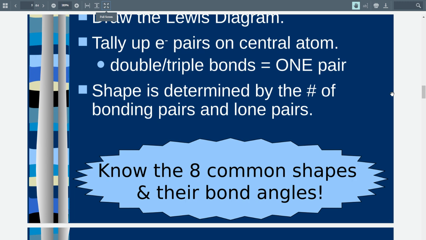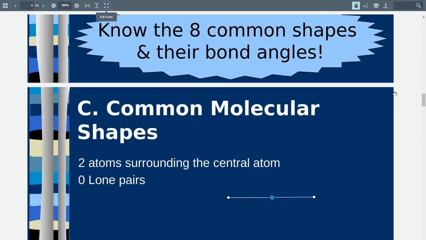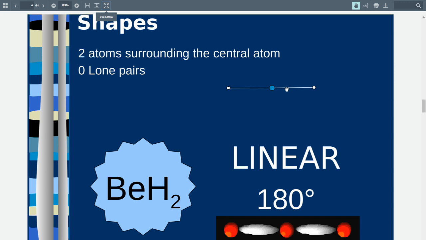Okay. So the very first one is called linear. So underneath atoms bonded to the central, I want you to put 2. Underneath lone pairs, I want you to put 0. So 2 and 0, fill it in on your paper.